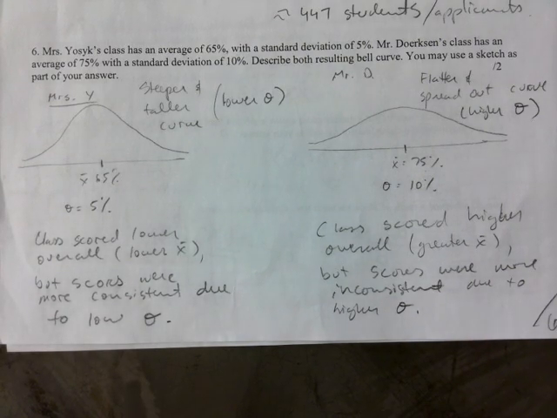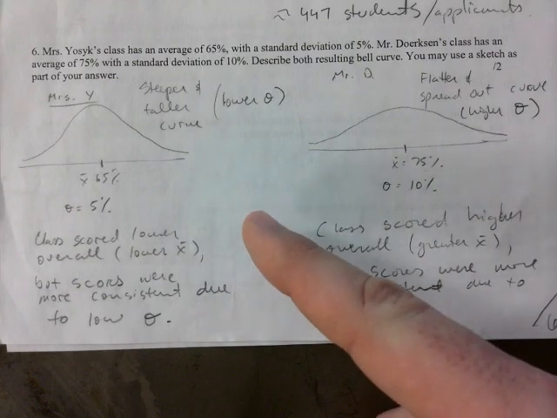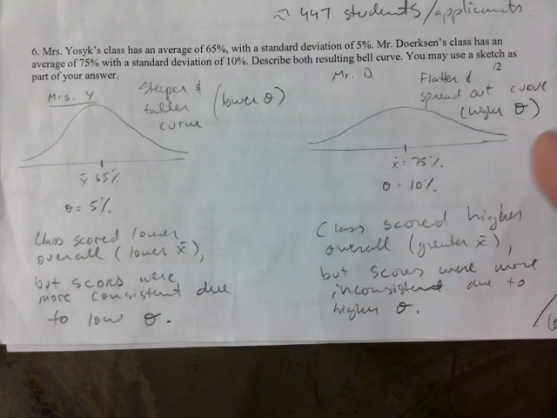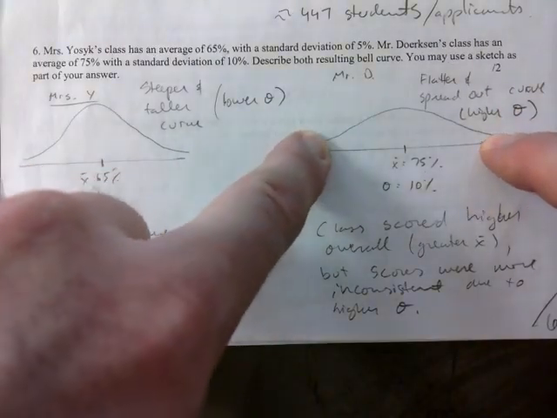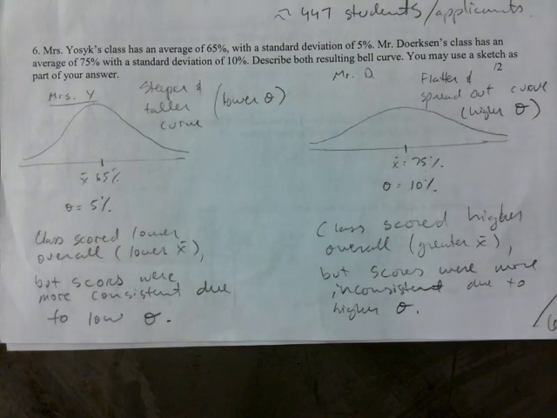You could also argue that in Mr. Dirkson's class, there's a higher potential for somebody scoring low, right? Or very high. Like you can have outliers. That is also often the reason why your data is spread out, because of outliers. Okay.